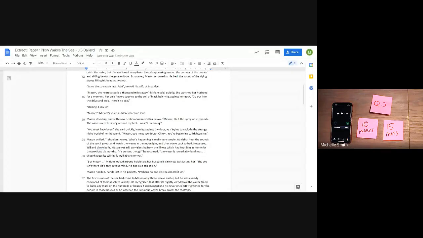So if we look at line 14, which is here, isn't it? "I saw the sea again last night," he told his wife at breakfast. "Mason, the nearest sea is 1,000 miles away," Miriam said quietly. She watched her husband for a moment, her pale fingers straying to the coil of black hair lying against her neck. "Go out into the drive and look. There's no sea."